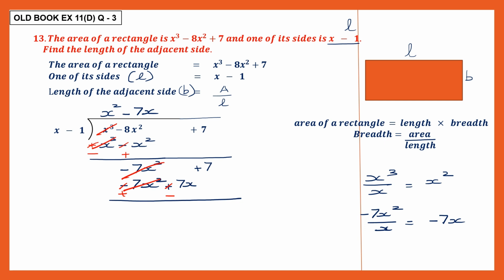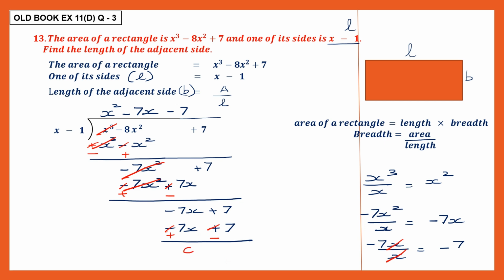Cancel these, bring down minus 7x here, and we also have plus 7. So now we have to again take the first term here and divide it by the first term. So that is minus 7x divided by x. Sign is minus, number 7. Now x and x get cancelled, so we only have minus 7. Put that in the quotient. Now multiply minus 7 into each one here. Minus 7 into x is minus 7x. Then minus 7 into minus 1 is plus 7. 7 ones are 7. Now change the sign. This becomes plus and this is minus. Now minus 7x plus 7x is 0. This gets cancelled. Similarly here, plus 7 minus 7 is 0.